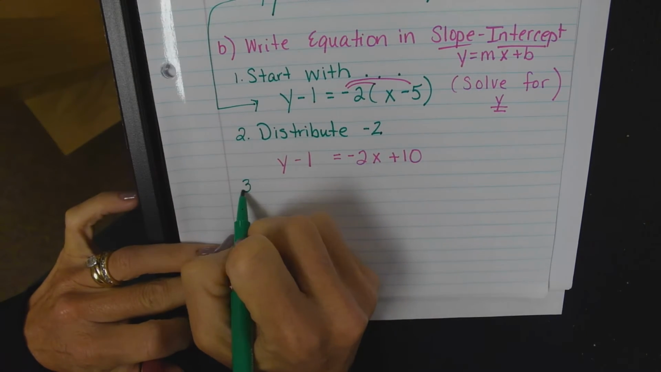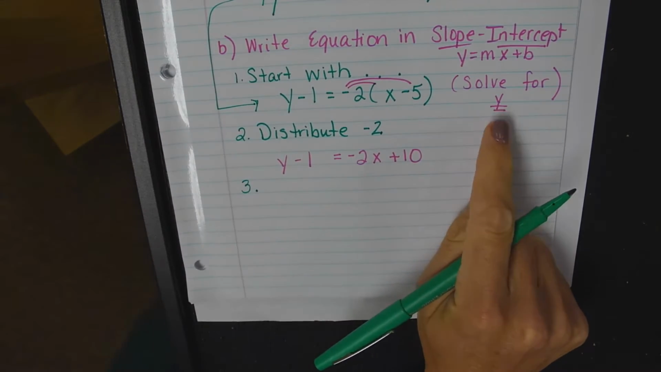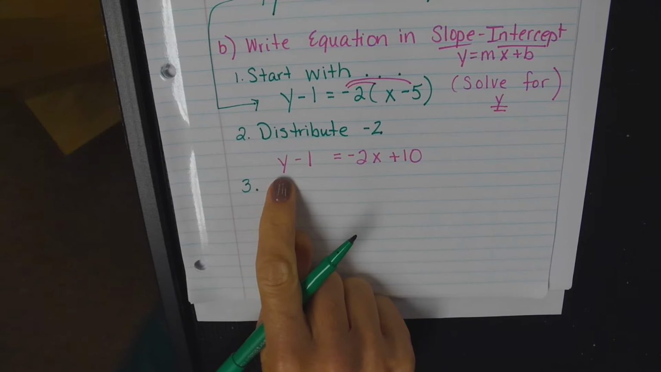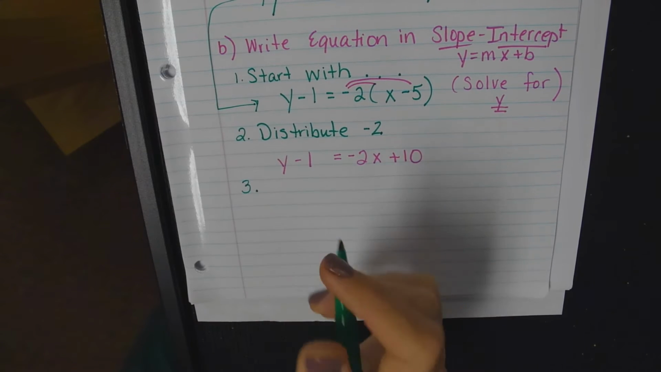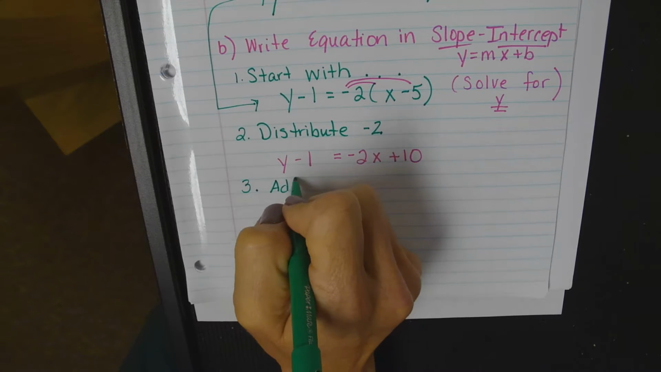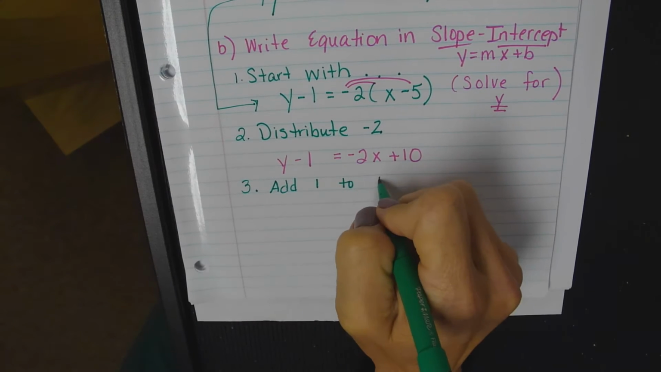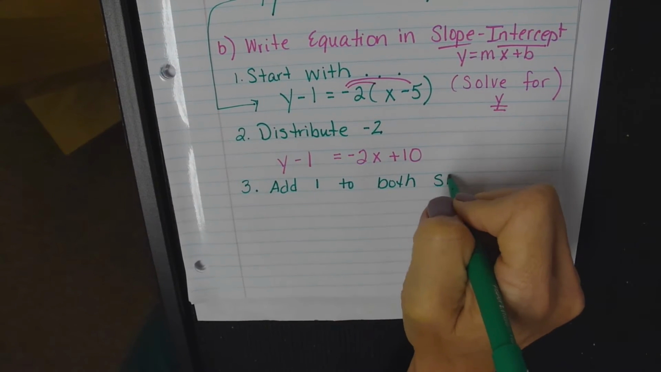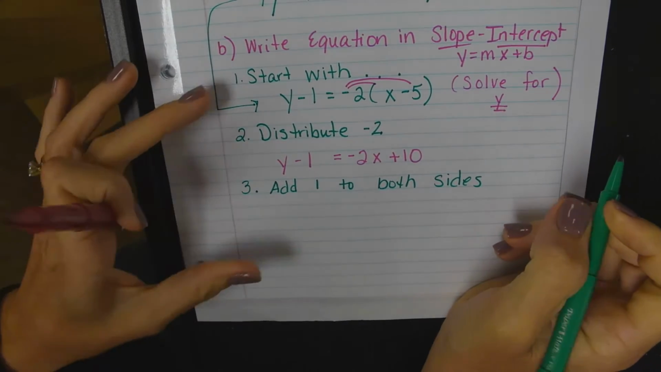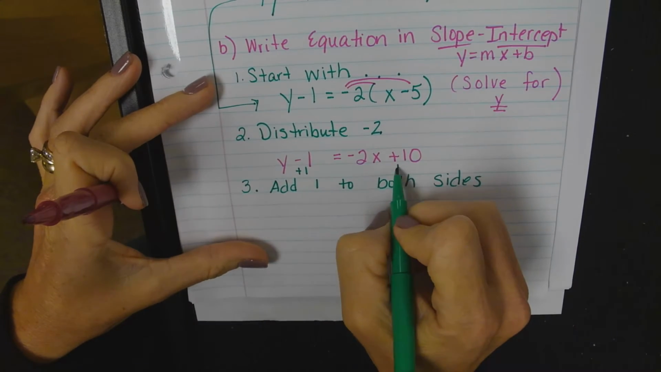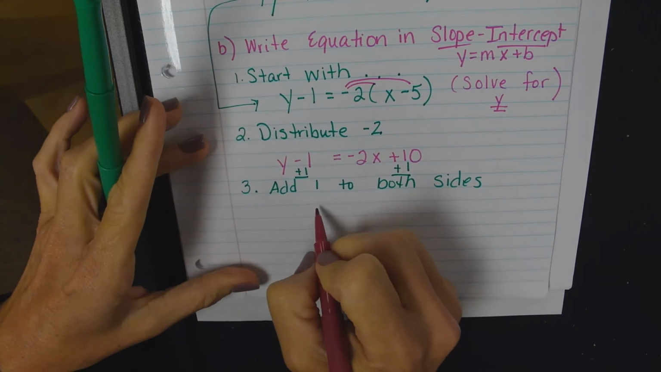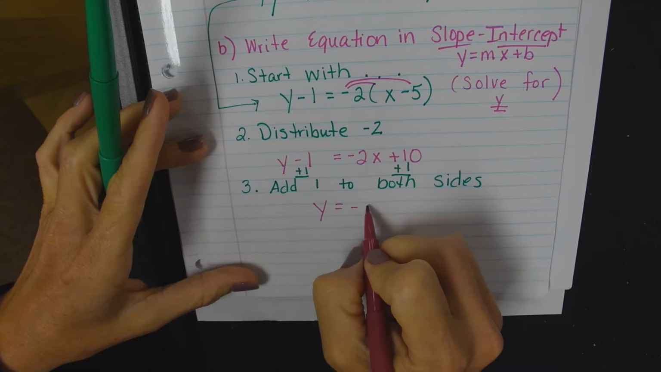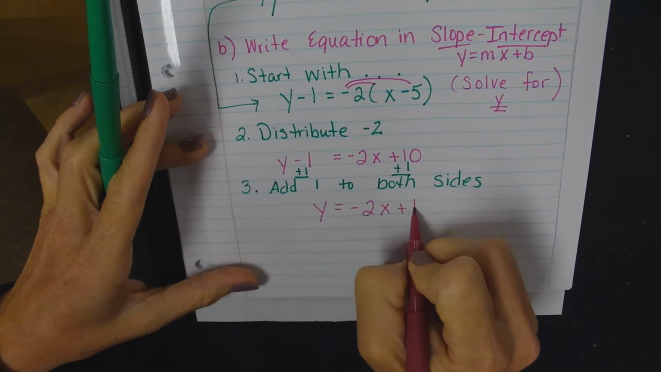Now, we are solving for y. Everybody look at y right now. What is in the way? Negative 1. So now my final step is simply add what? Add 1 to both sides. So you're going to say plus 1, and you're doing that to move it over. So your answer here is simply y equals negative 2x plus 11.